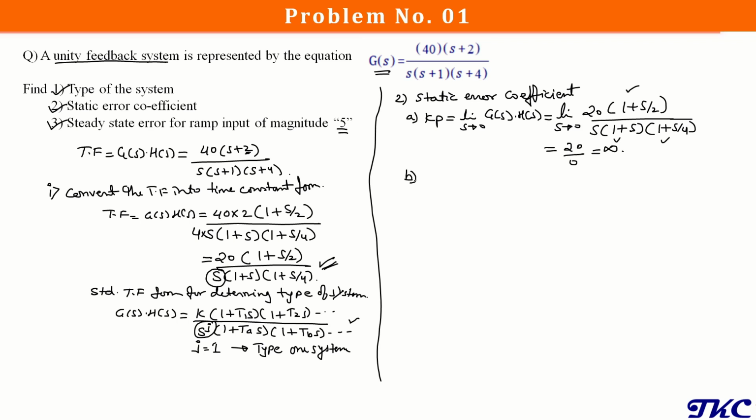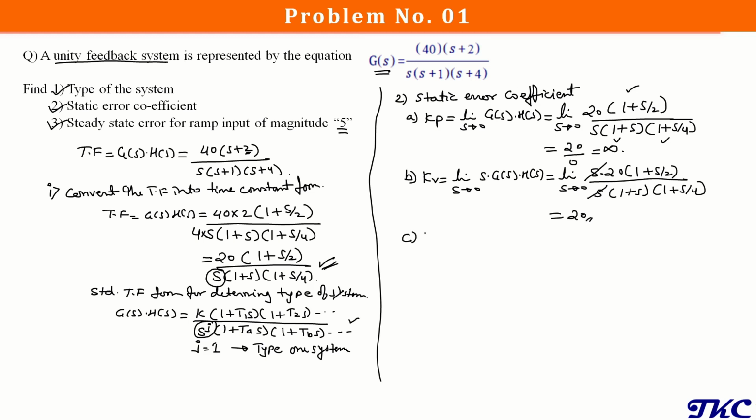Now similarly we can find Kv, that is the velocity error coefficient, and it is given by limit s tends to 0 of s into G(s) into H(s). So we can substitute the value of G(s) into H(s), so it will be s into 20 into 1 plus s by 2, divided by s into 1 plus s into 1 plus s by 4. Now here we can cancel this s with this one, and when we substitute s to be 0 in these brackets, it will give us 1, so we will have the value as 20.